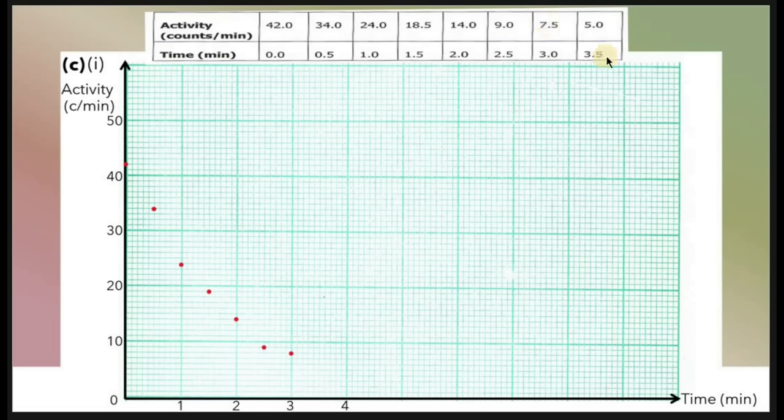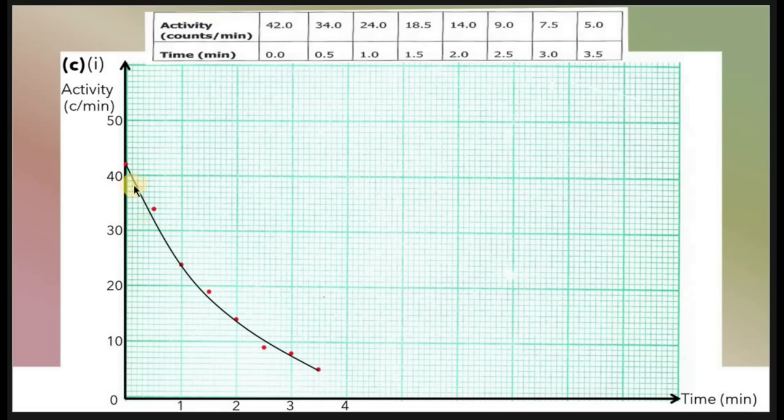Then 3.5 on the middle here, 5 also on the middle here. Then after that, you draw a line from there. This is a curve that you are going to draw like that. Now, you find that this line may not pass through the points accurately. So this is just a best fit.